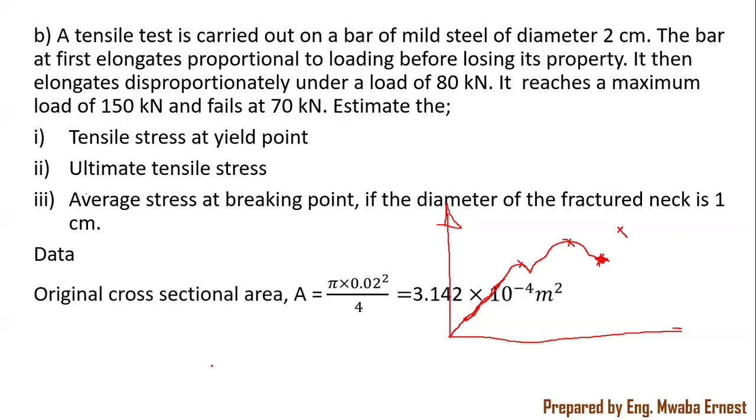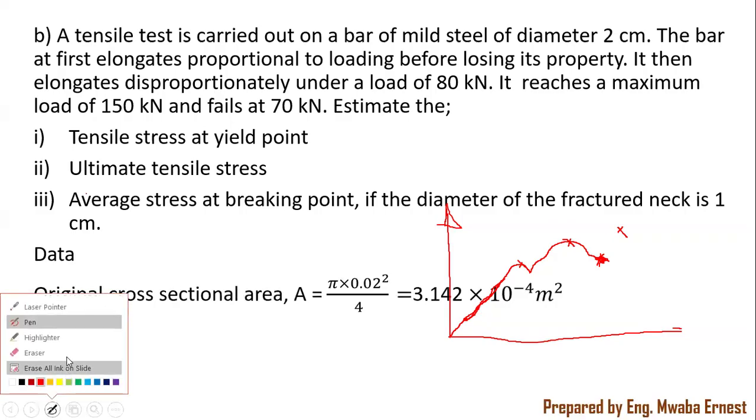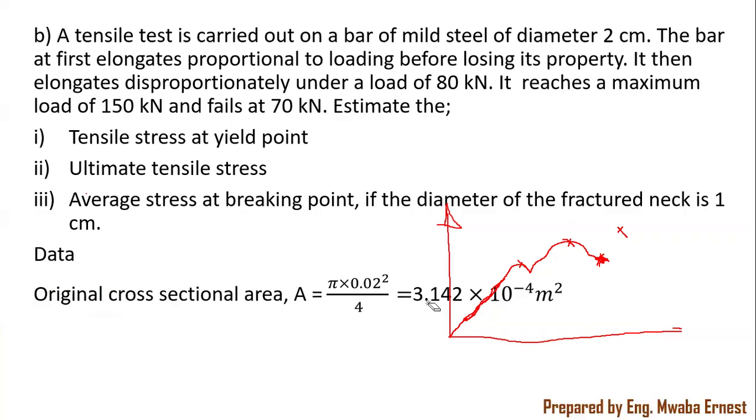What is our original cross-sectional area? Our original area requires us to find it using the data as it has been provided. So we're going to use the diameter, the way it is, which is 0.02 squared times pi over 4. Our answer is 3.142 times 10 power negative 4.